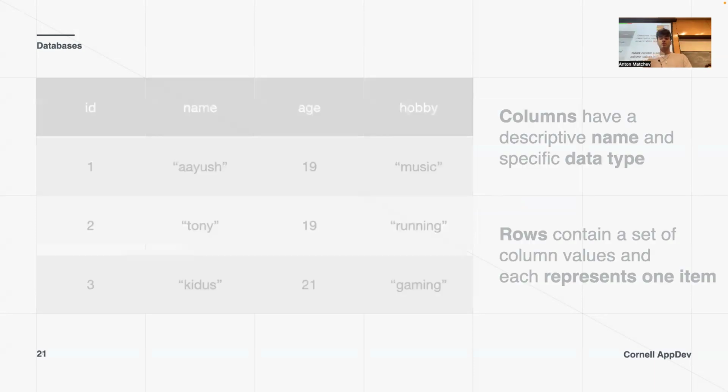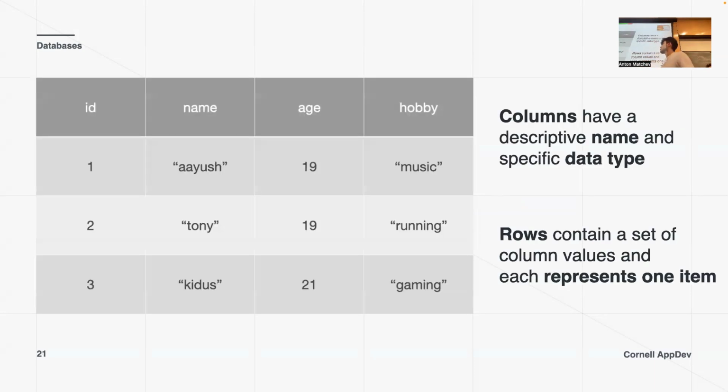So you can see an example here. Basically, we have an ID column, a name column, an age column, and a hobby column. And then each of these have its own values. So the first ID would be me, age 19, hobby music. Second is Tony, age 19, hobby running. And basically you can keep going like this.